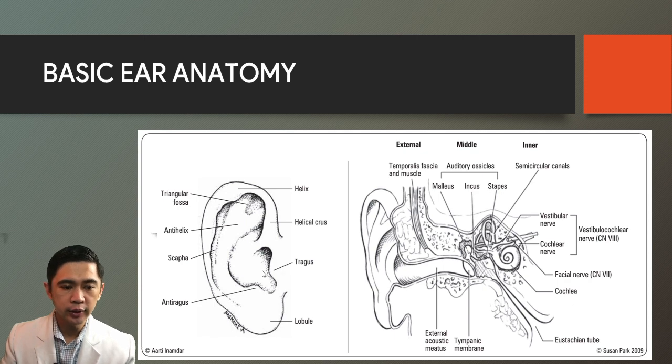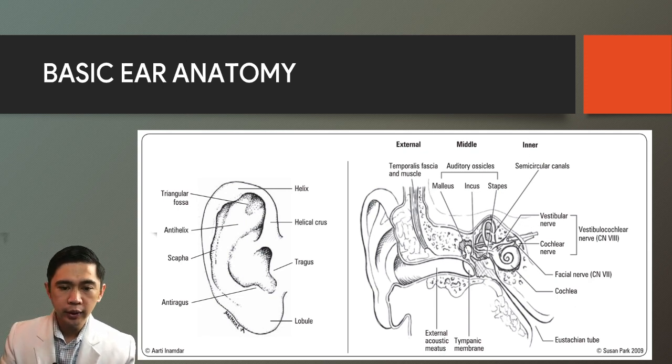Just behind the tragus is the opening to the external ear canal, and this external ear canal, sometimes we call it the external acoustic meatus. It will lead us to the tympanic membrane or the eardrum. From the eardrum outwards, it is what we call the external ear, and inside the eardrum is the middle ear and the inner ear.